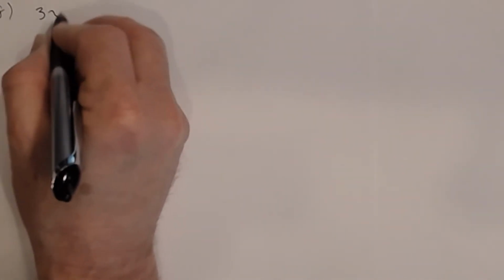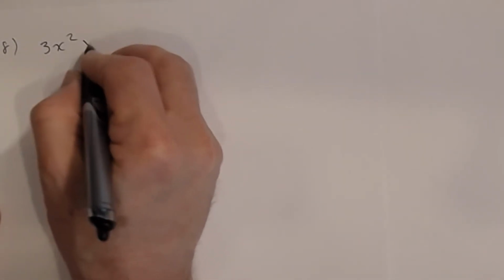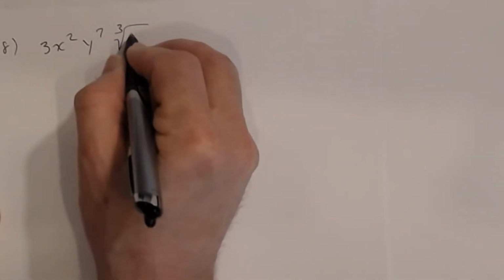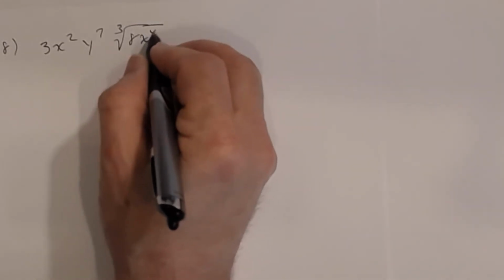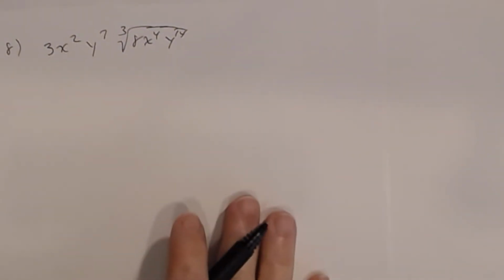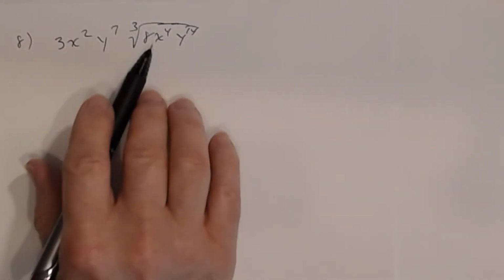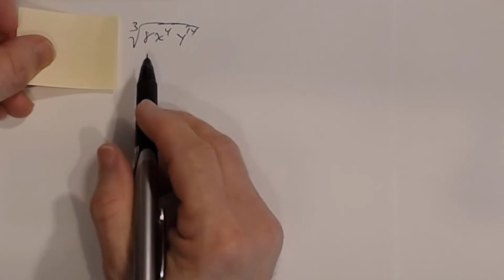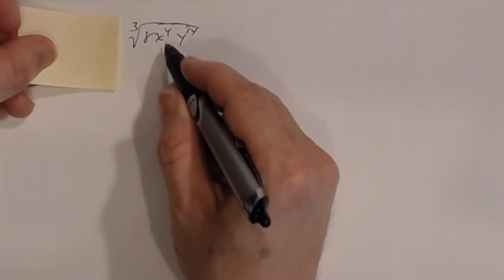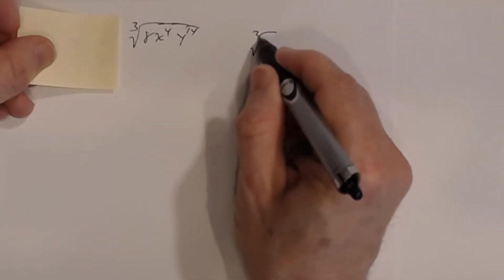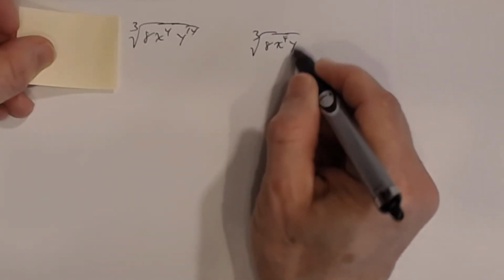Okay, number 8, let's suppose we had this for number 8. We had 3x squared, y to the 7th, times the cube root of 8, x to the 4th, y to the 14th. Now don't let that throw you off because you have all these variables on this side. That's okay. What I would do if you need to is I would just go ahead and kind of cover this part up for right now and only look at this. So that's the cube root of 8 x to the 4th, y to the 14th.